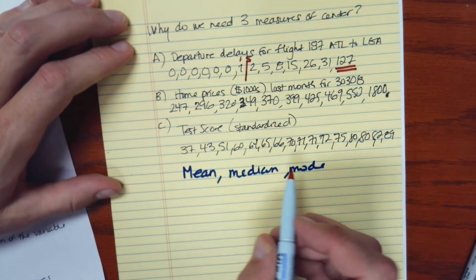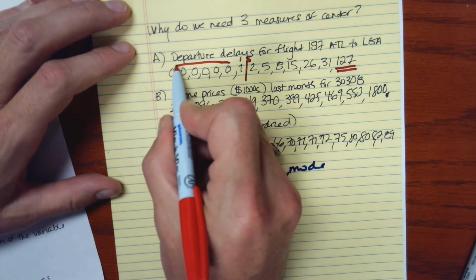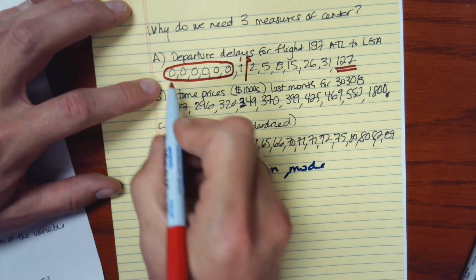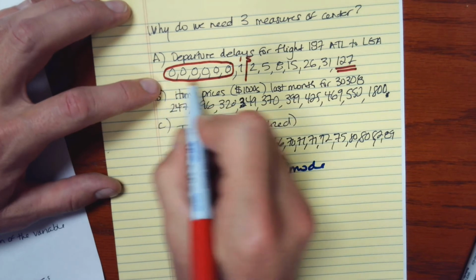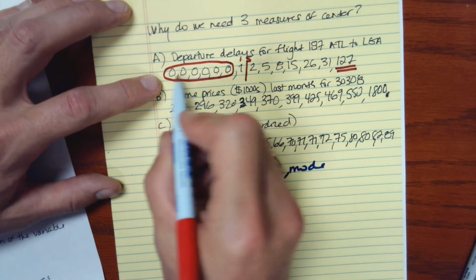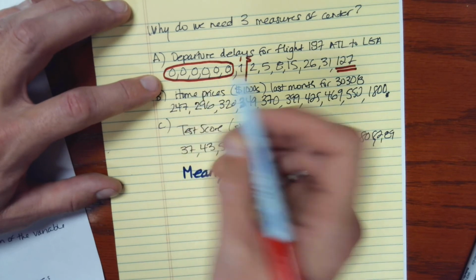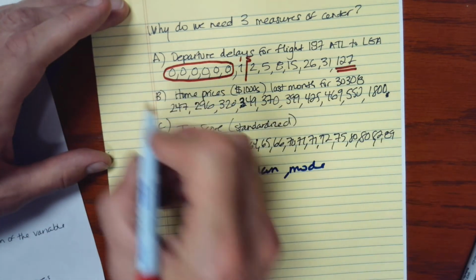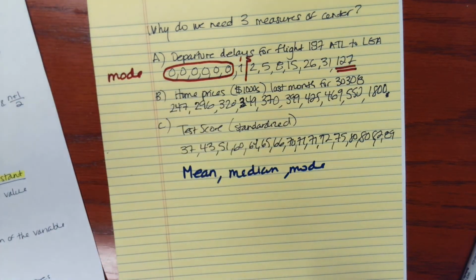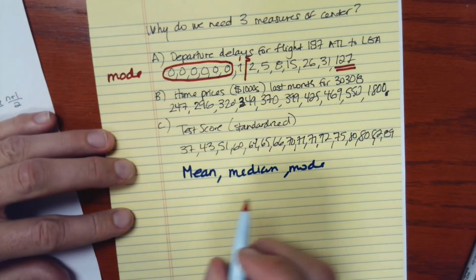But one thing to notice here is that there are several repetitions for 0. In fact, for almost half the time, 6 out of the 14, the flight departs either on time or early. So I think in this case we might choose the mode to describe what is typical.